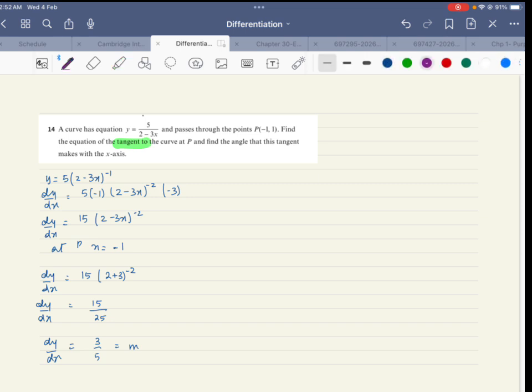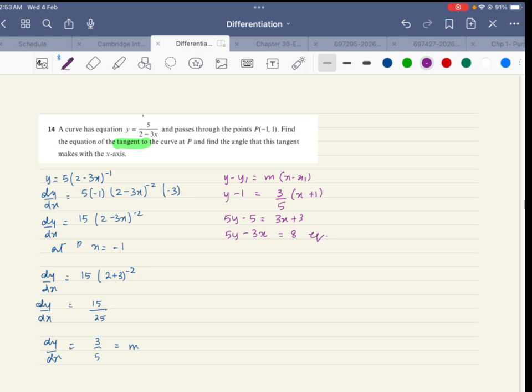Okay, let's find the equation of the tangent. y minus y1 equals m into x minus x1. y minus 1 equals 3 upon 5 into x plus 1. 5y minus 5 equals 3x plus 3. 5y minus 3x equals 8. This is the equation.